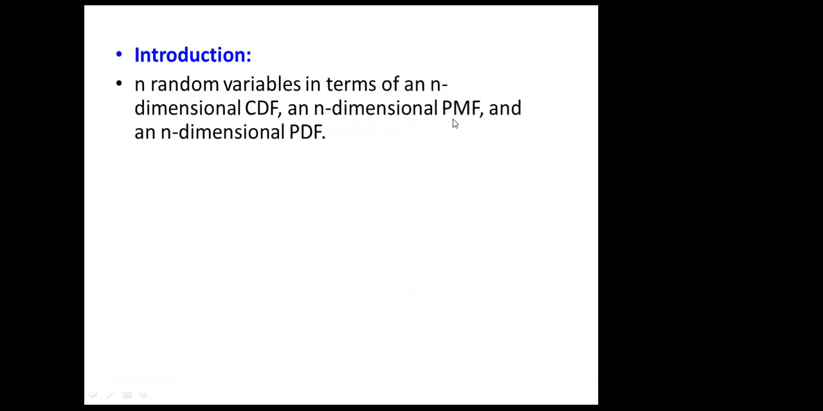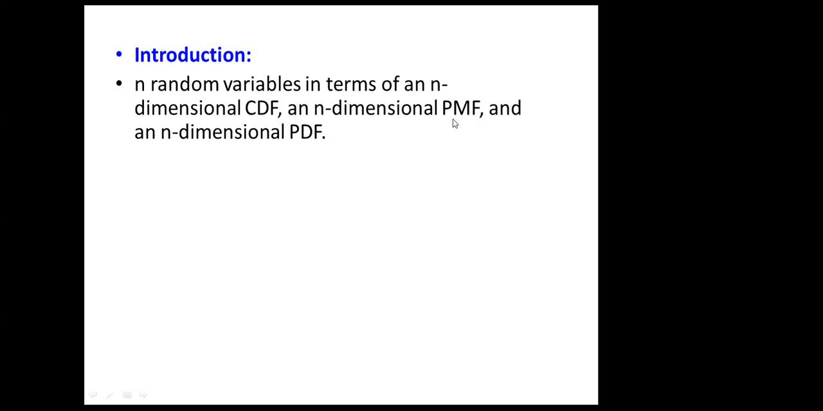So in the random vector, the introduction is n random variables in terms of an n-dimensional CDF. Remember, previously we talked about two variables like x and y. This chapter is about n number of variables. If we have x, y, z, a, b, c, d, e, f, g, h, like this number of variables, then we can say that particular idea is in this chapter.